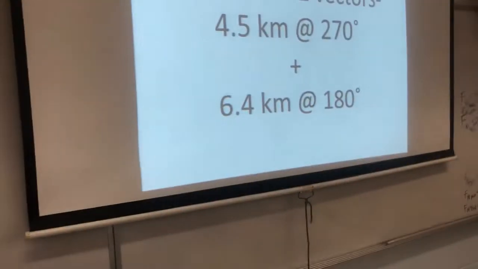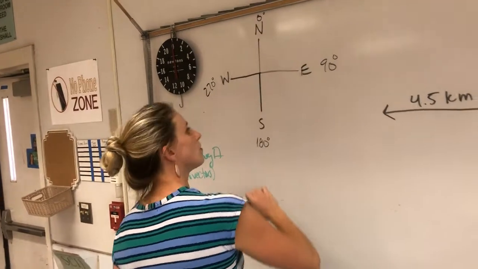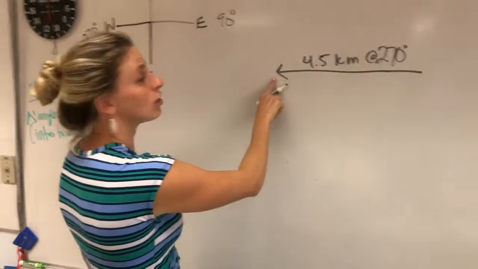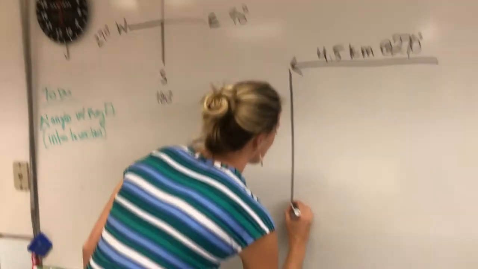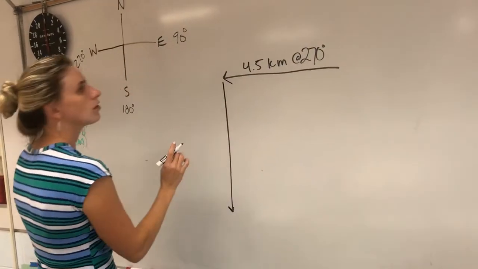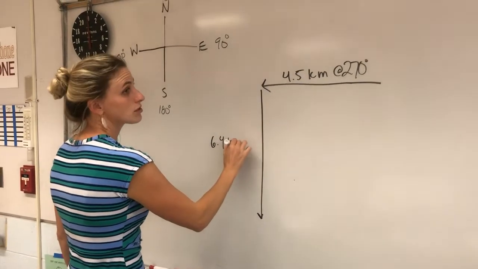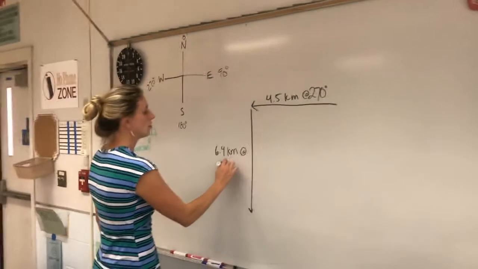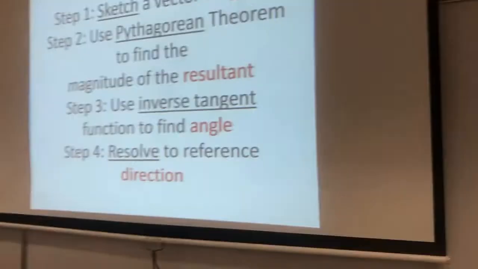And then, 6.4 kilometers at 180. What direction is 180? Down, south. But we have to add them head to tail, right? Head to tail, that's right. Okay, this one's a little bit longer. 6.4 kilometers south or at 180 degrees. Okay, we got our sketch. What do we do next?